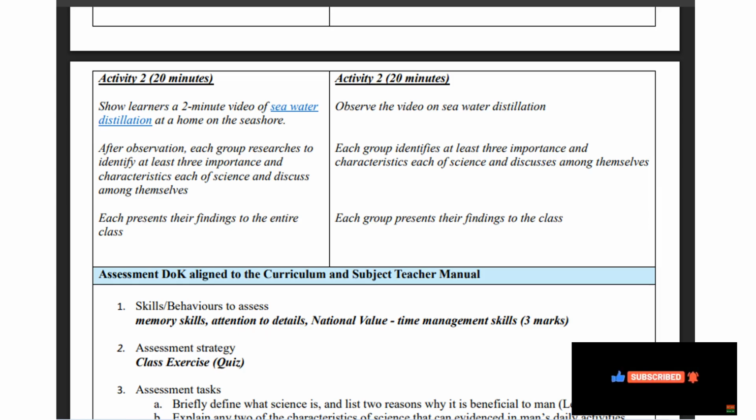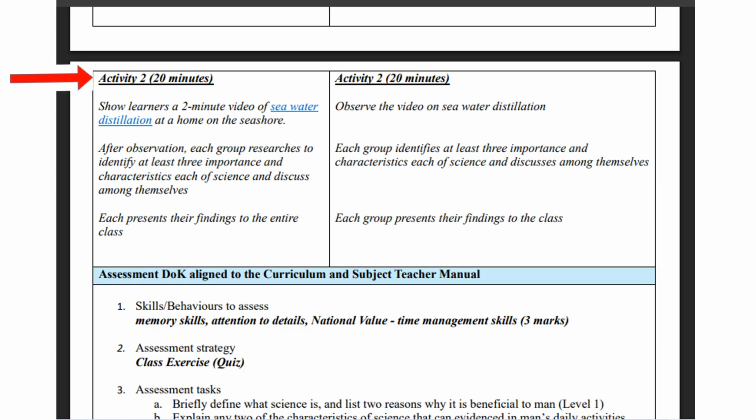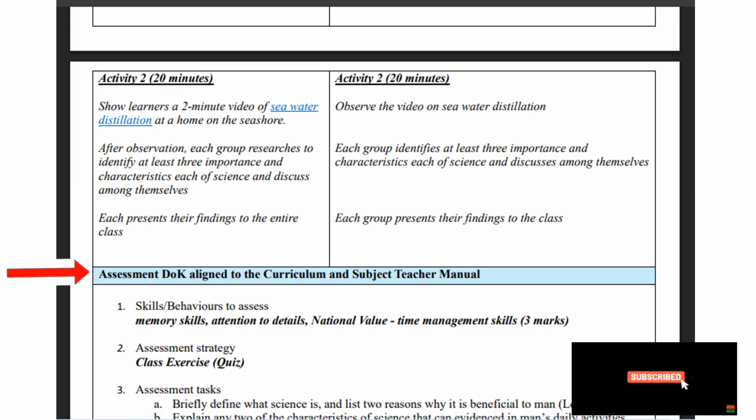The assessment is embedded in the Learning Planner. It comes after the activities in the Learning Planner. Scroll down to the heading or place titled Assessment DOK, aligned to the curriculum and subject teacher manual. Skills or behaviors to assess. The first thing to state is the skills or behaviors to assess.